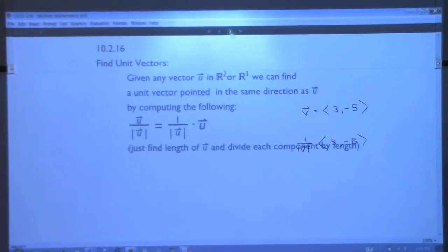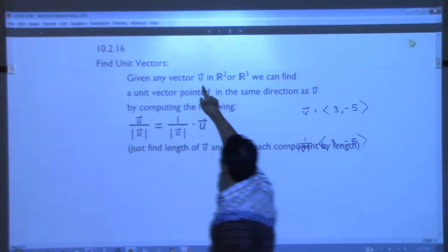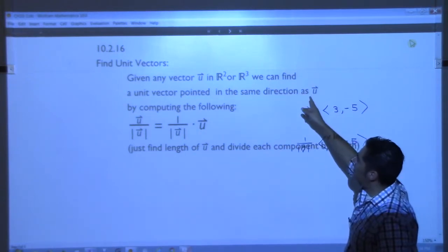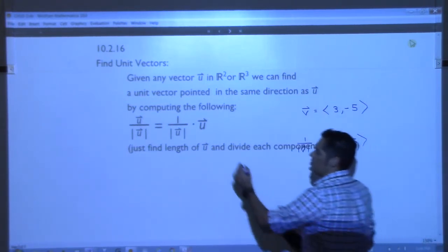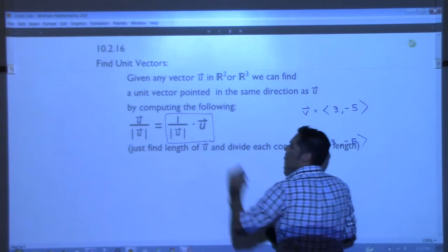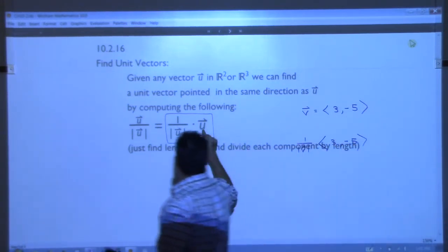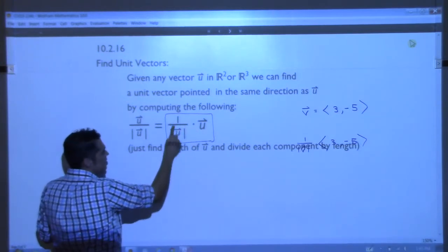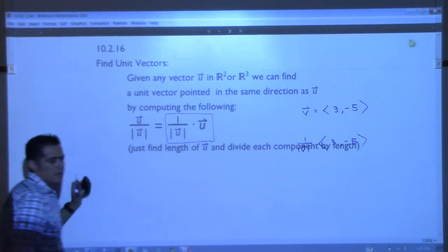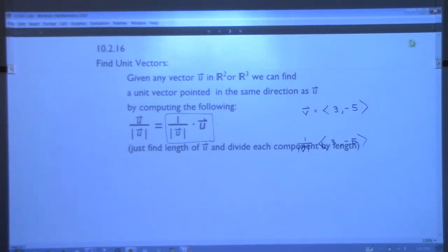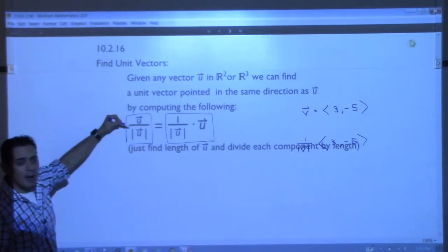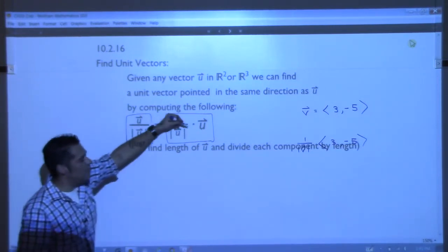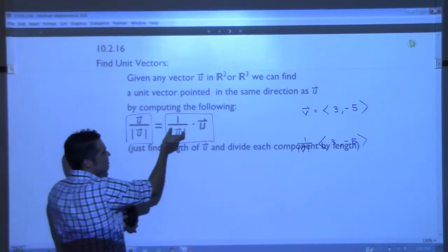And that's the next note. So given any vector, u, I'm using u here, in 2 or 3 dimensional space, we can find a unit vector pointed in the same direction as u by computing the following. So here's what we just said, right? We take the vector u, scalar multiplication, 1 over its length, and then times the u, distribute through, and you should get a unit vector pointed in the same direction. This is just different notation. If you do the vector u divided by the length of u, that is just another way of writing this. Imagine you're just sliding that underneath, right?